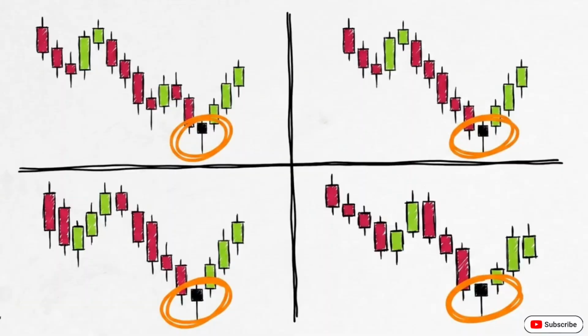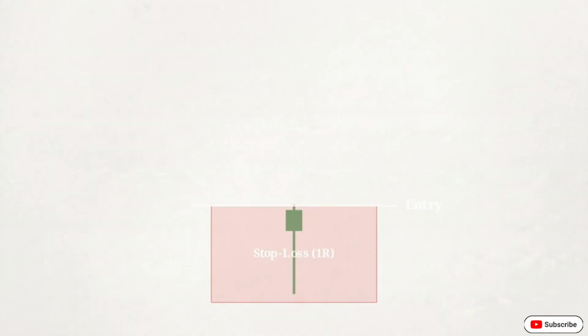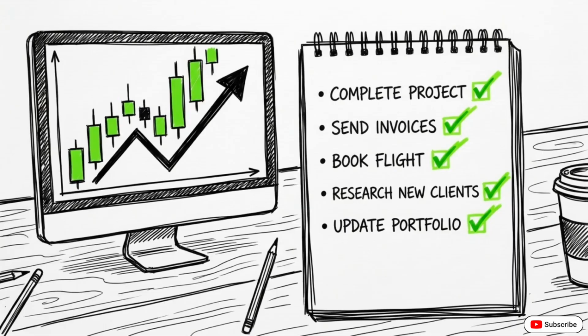To practice this, go back through your historical charts and find 10 instances of this setup. Draw the entry, stop loss, and target boxes for each one. Developing a rigorous process for this setup is a foundation for professional price action trading.